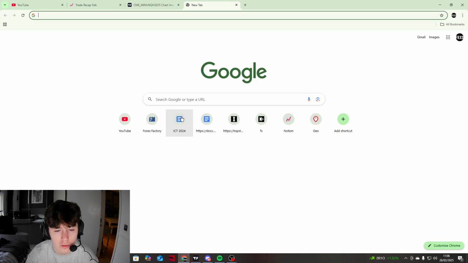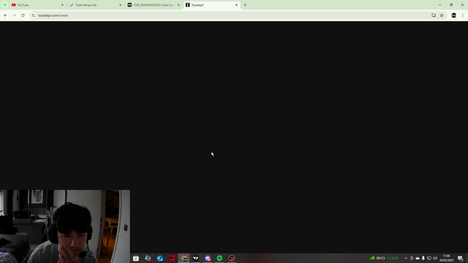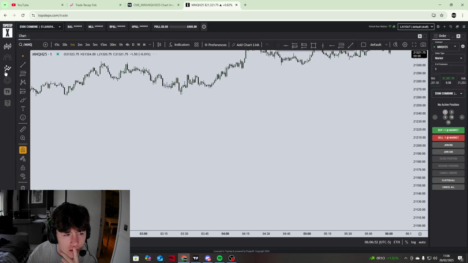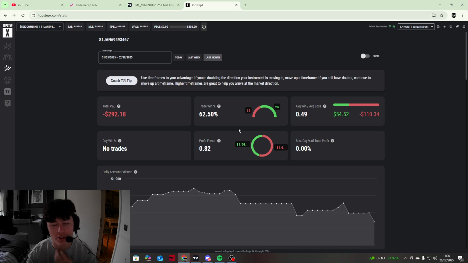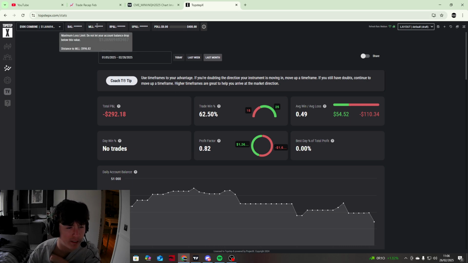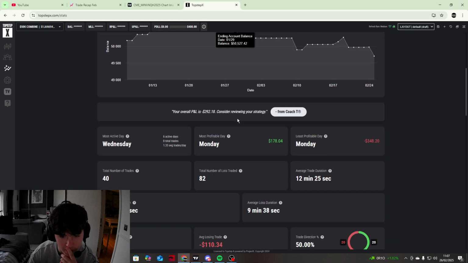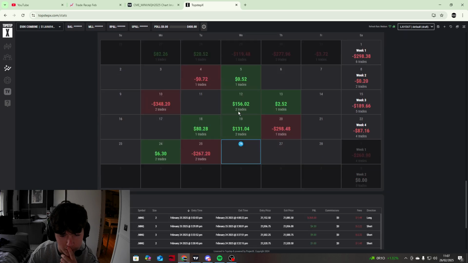If we go on to my Topstep, we're only down 300 on the account, but we do have a lot. We have 996, basically 1,000 till my maximum loss till I lose the account. But hopefully that doesn't happen. But yeah, it's a bit of a tough month.